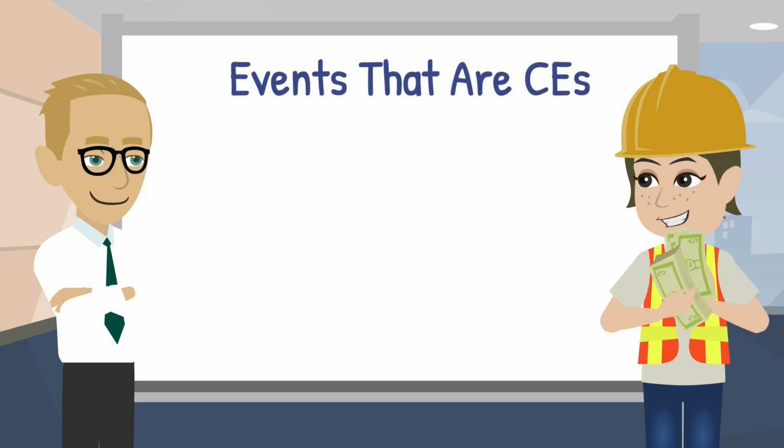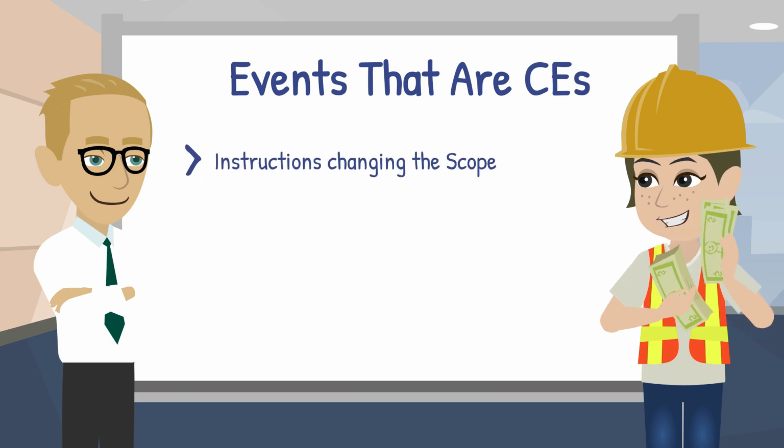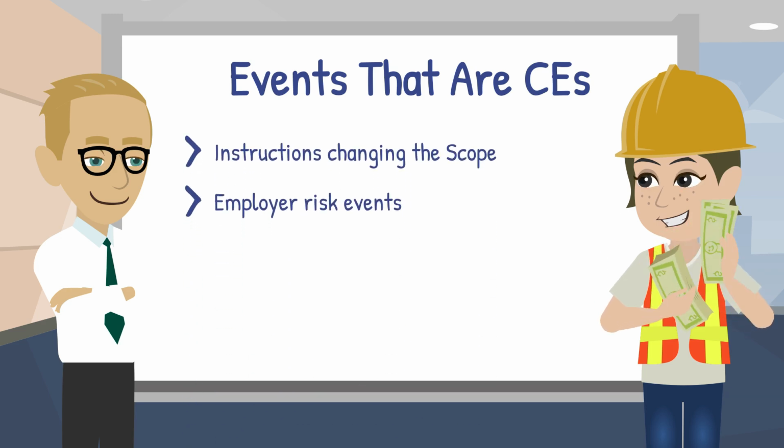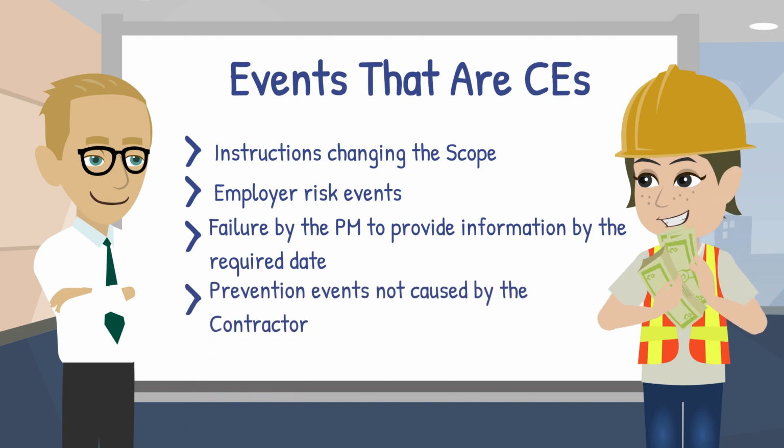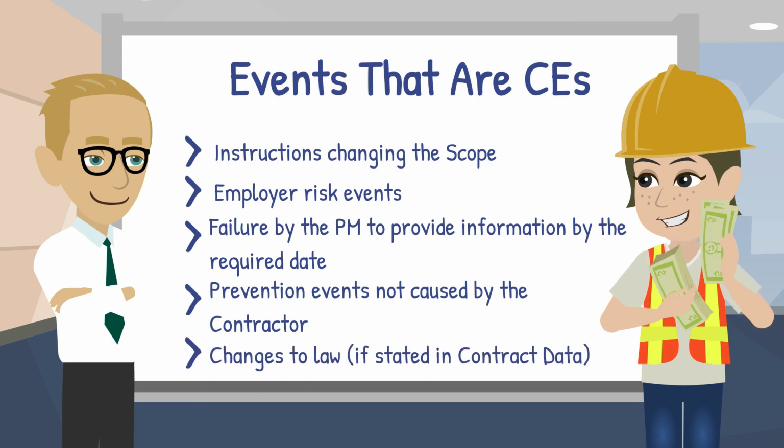Core Clause 6 works alongside Clause 60, which lists what constitutes a compensation event. Typical examples include instructions changing the scope, employer risk events, failure by the project manager to provide information by the required date, prevention events not caused by the contractor, and changes to law if stated in the contract data. Notably, contractor inefficiency is not a CE. Risks allocated to the contractor remain with the contractor.